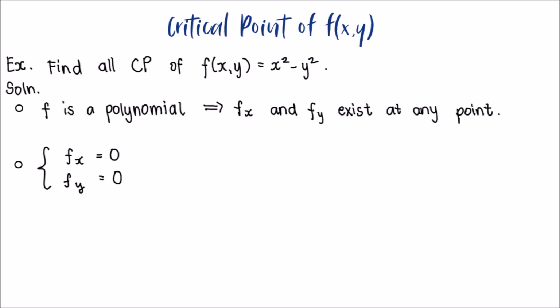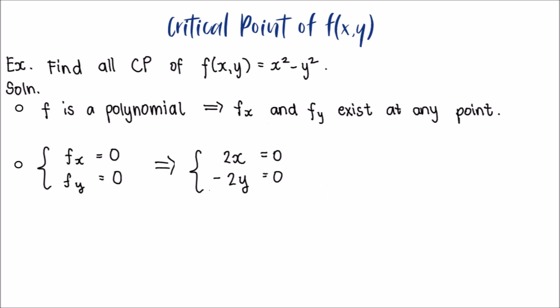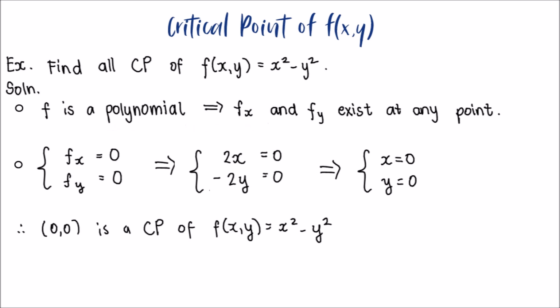First, what is f sub x? Treating y as a constant, as a fixed real number, the derivative is 2x. On the other hand, f sub y is negative 2x. If we divide both sides of f sub x by 2 and f sub y by negative 2, then we obtain x and y are both 0. Therefore, the point (0, 0) is the only critical point of f.